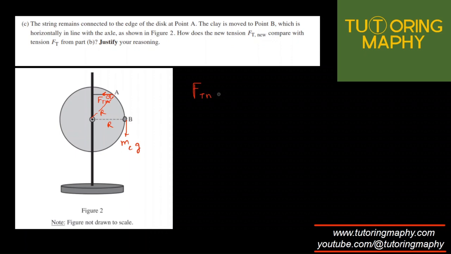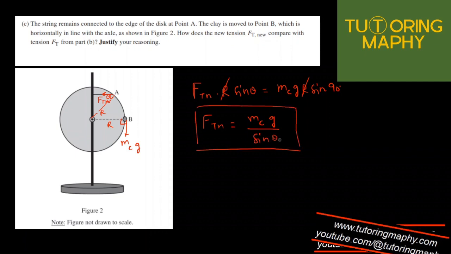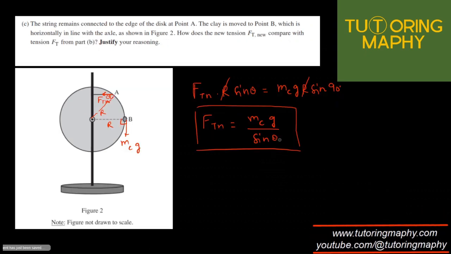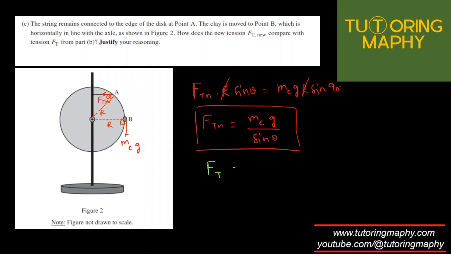It will look like Ft new times R times sine of theta, because that thing doesn't change, and that should be equal to mg R and sine of what? Now it will become sine of 90. R and R is still gone. So Ft new is going to be mg, sine 90 is 1, over sine of theta. This is the new one. And what was the old one, by the way? It was mg cos theta over sine theta. The old one, Ft, is going to be mg cos theta over sine theta.